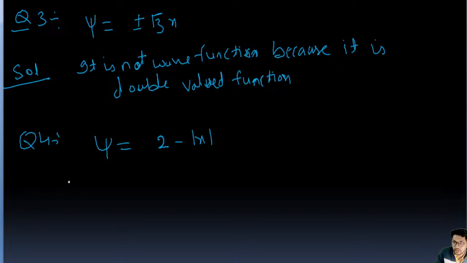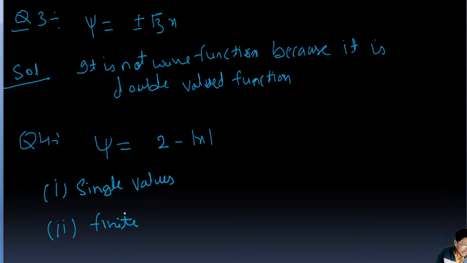First condition is satisfied. This is single valued, because for any value of x it will give only one value. Suppose we take x equal to 1, so the value of psi is 1, right? It's a single value. First condition is satisfied. Now we'll check the second condition, that is finiteness. We'll check whether it's finite or not. Yes, this value is finite.